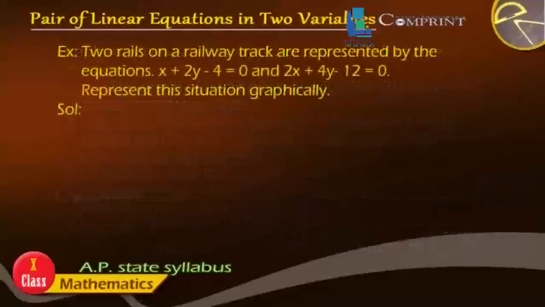Example: two rails on a railway track are represented by the equations x + 2y - 4 = 0 and 2x + 4y - 12 = 0. Represent this situation graphically.